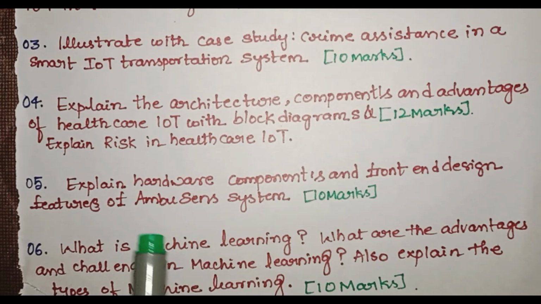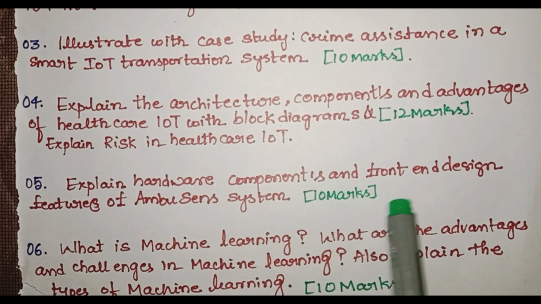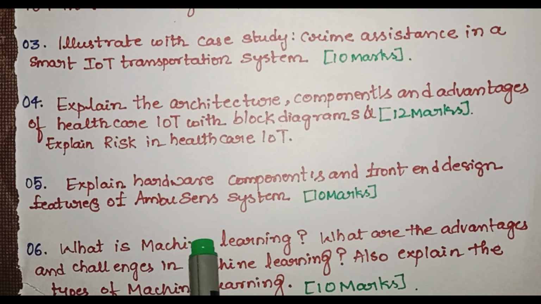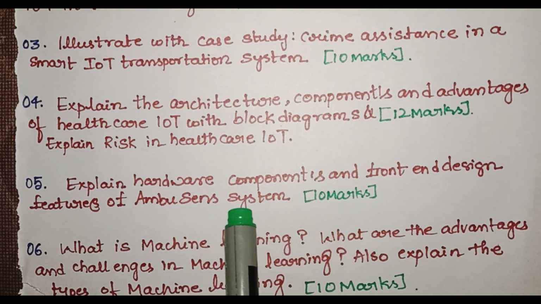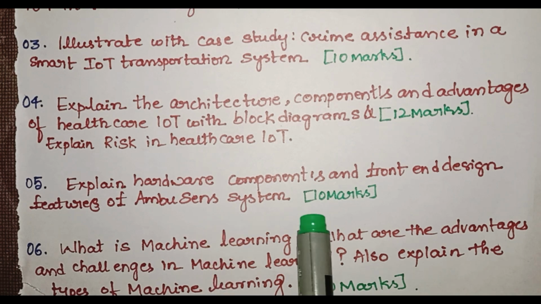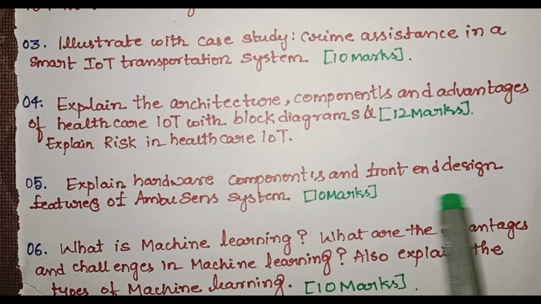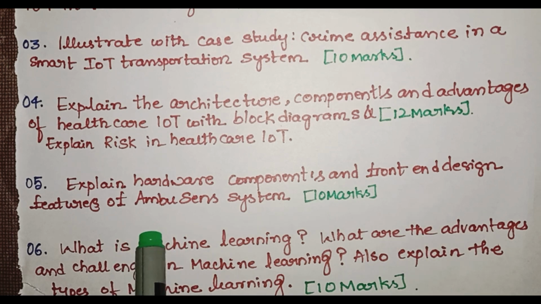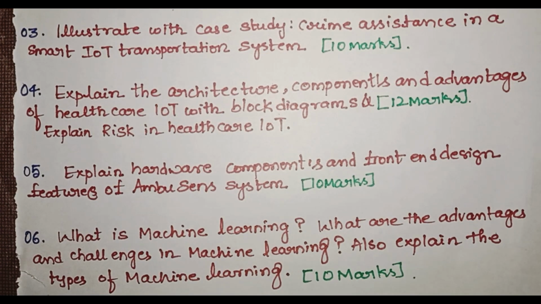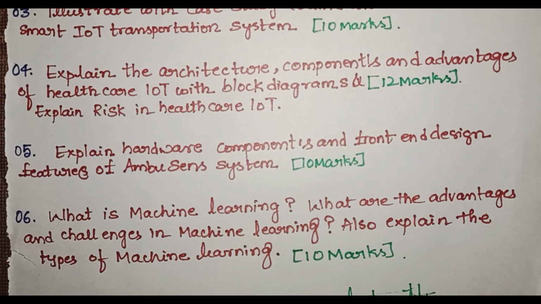And the next question is explain hardware components and front end design features of ambulance system. Here you need to explain primary objectives of the ambulance systems, and you have to explain the 4 layers of it. And the hardware components, they have also mentioned the hardware components such as sensors, local data processing unit, and communication module. These are the components of the ambulance system.